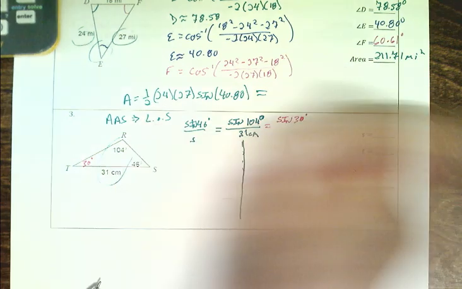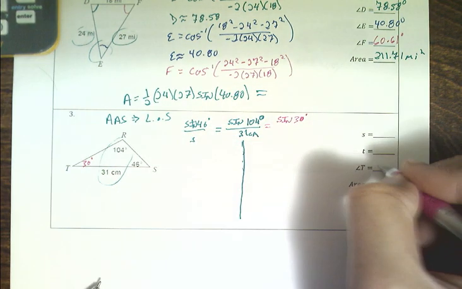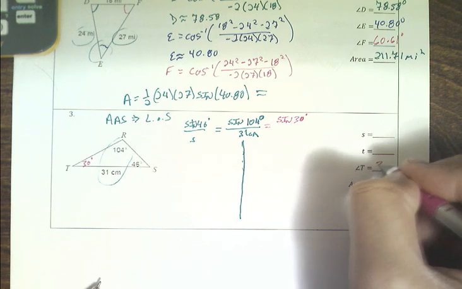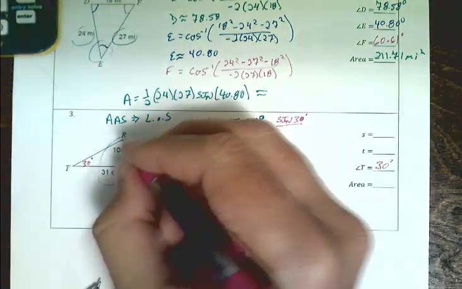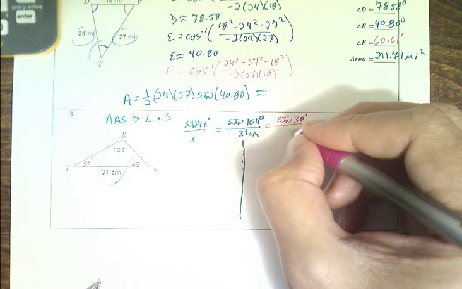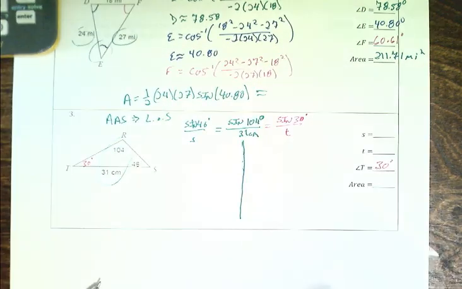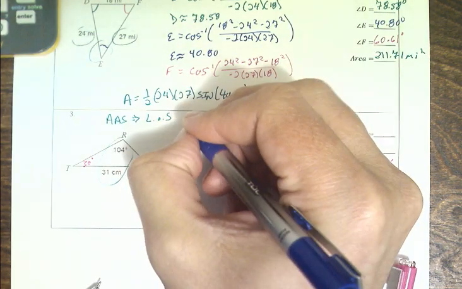Since we had 2 angles, we can find the third. So t is what, 30 degrees? There we go. Divided by lowercase t. I'm going to make this one right here blue.